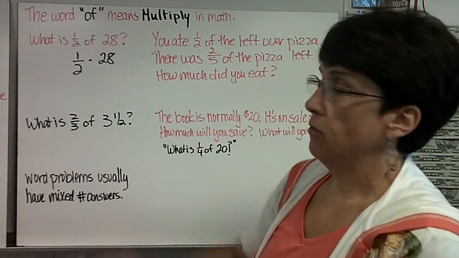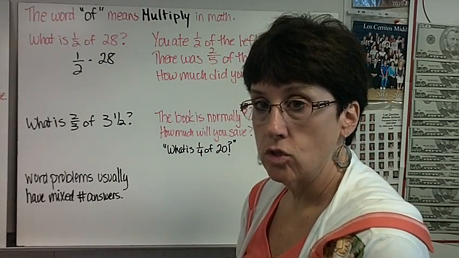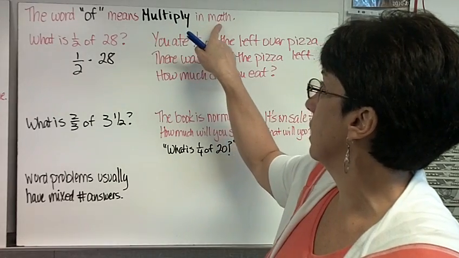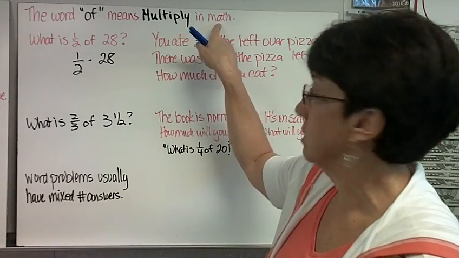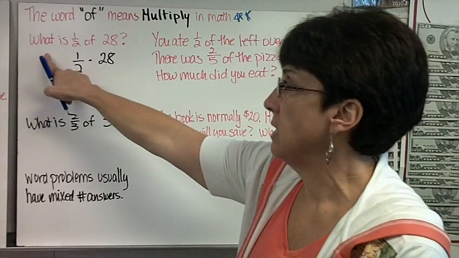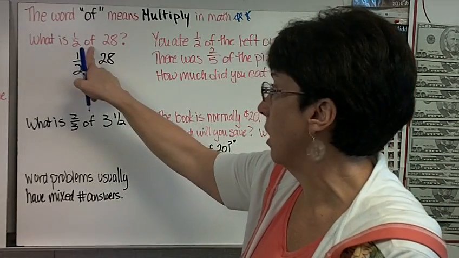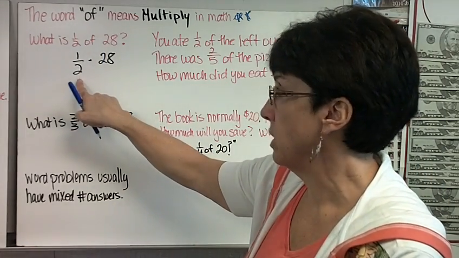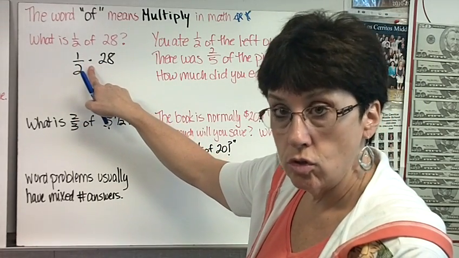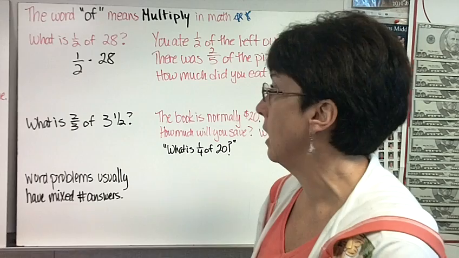You know how we've been translating from English to math? Well, the word "of" means multiply in math. That's very important. Please write that down. Let's put a star by that. So if I ask you what is 1/2 of 28, you would bring down the 1/2, translate "of" to multiplying, and then 28.